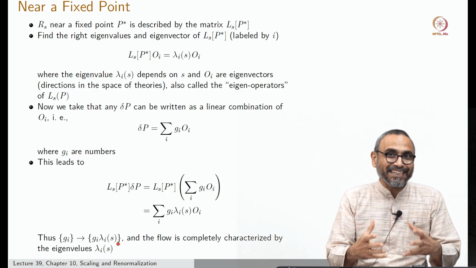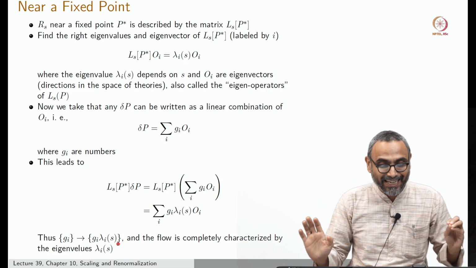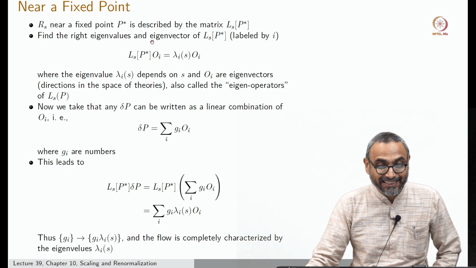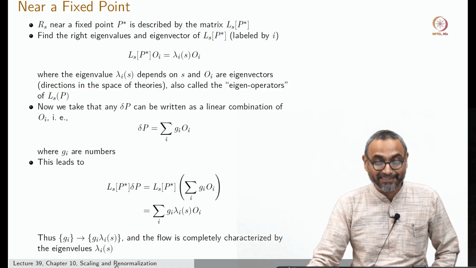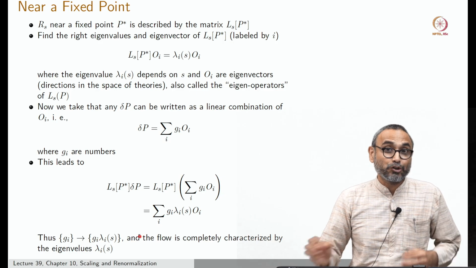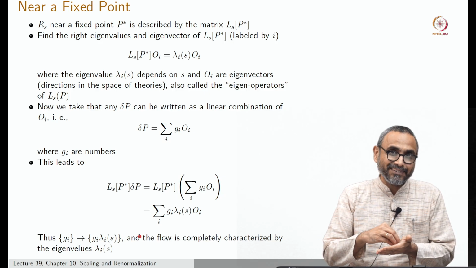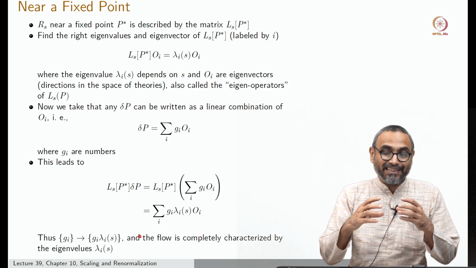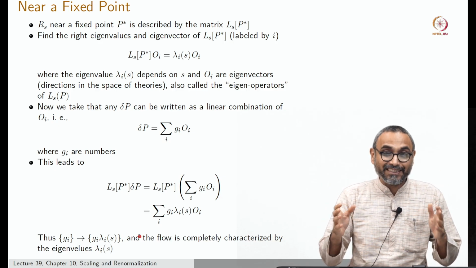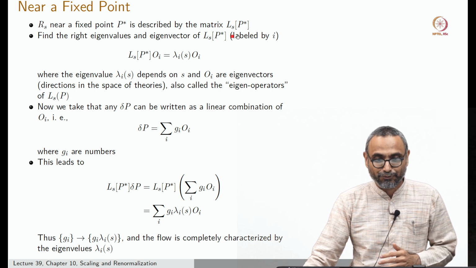And so the point is, the flow near the critical point is completely characterized by these quantities lambda I of S. That is the main message of this slide. So you linearize the renormalization group transformation about the fixed point, and the derivative of that transformation is characterized by some kind of matrix which we call L_S of p star.